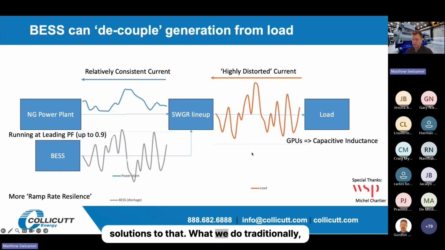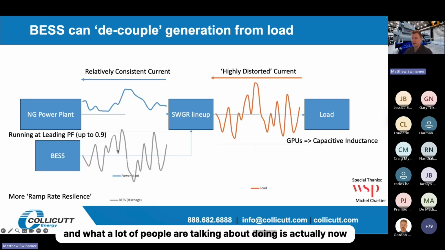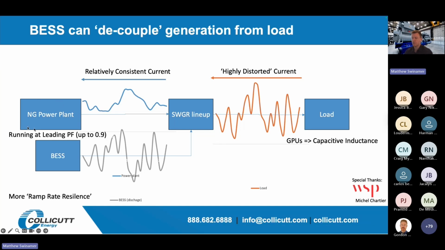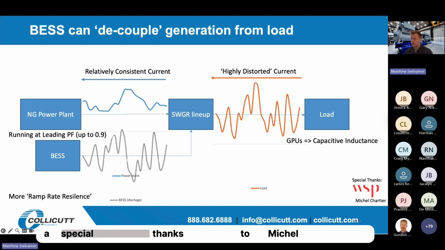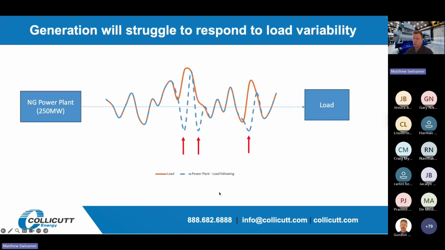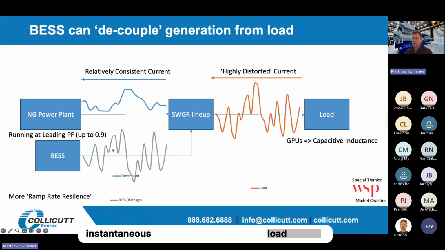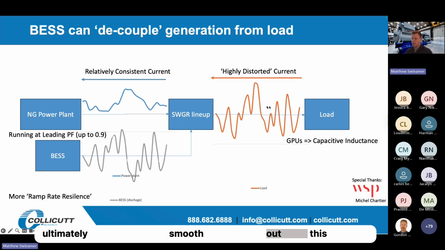Solutions to that, what we do traditionally, and what a lot of people are talking about doing, is actually now the opposite way. Instead of protecting the data center from unconditioned power from the grid, we're actually needing to protect the power plant from the volatile load. And a special thanks to Michelle Chartier from WSP, who helped around this discussion, where ultimately what we need to do is use a battery to handle these instantaneous load swings to ultimately smooth out this load profile for the power plant.